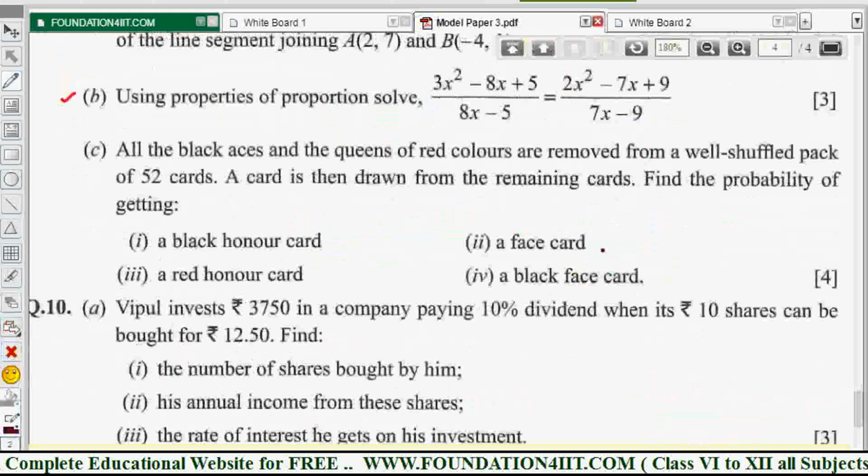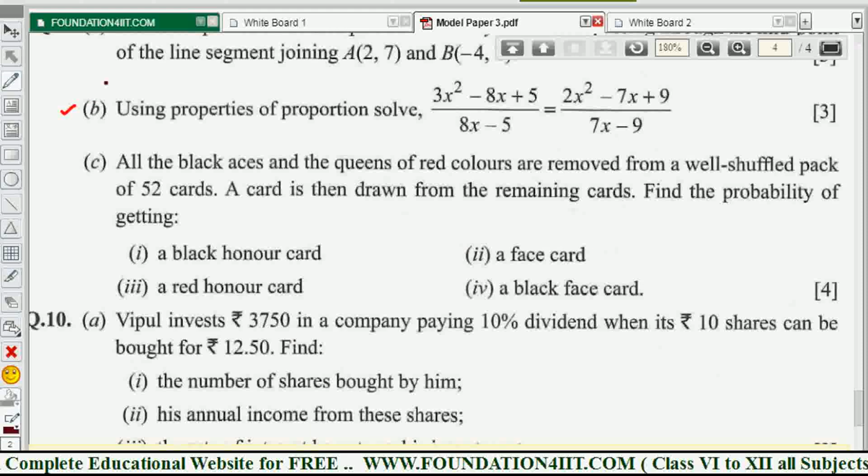Now see this probability question, next one. So important. All the black aces and queens of red colors are removed from a well shuffled pack of 52 cards. From the total 52, they removed some cards, and from the remaining cards, a card is then drawn. Find the probability of getting a black honor card.